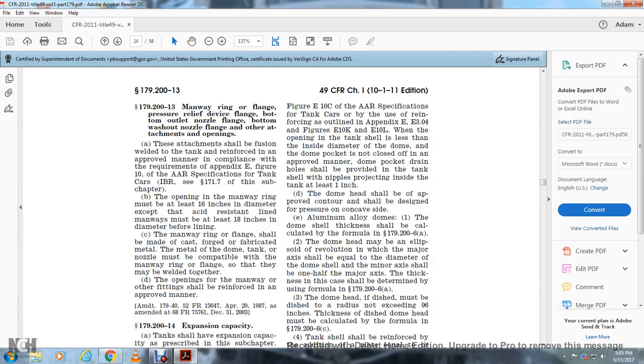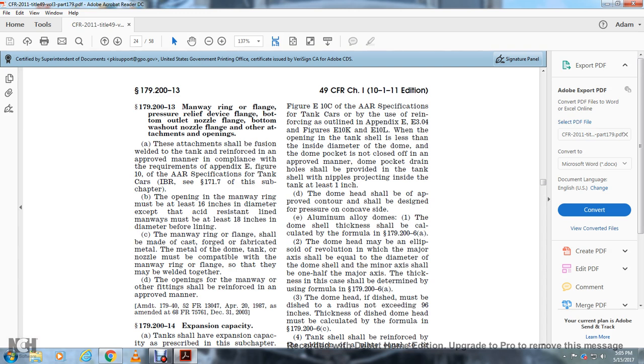179-213 manway ring or flange, pressure relief device flange, bottom outlet nozzle flange, and nozzle flange or other attachments of the openings. The attachment shall be fusion welded to the tank, reinforced in an approved manner, in compliance with the requirements of Appendix E, Figure 10 of the AAR specification standards for tank cars. The opening of the manway ring must be at least 16 inches in diameter, except for the acid resistant lining. The manways must be at least 18 inches in diameter before lining.